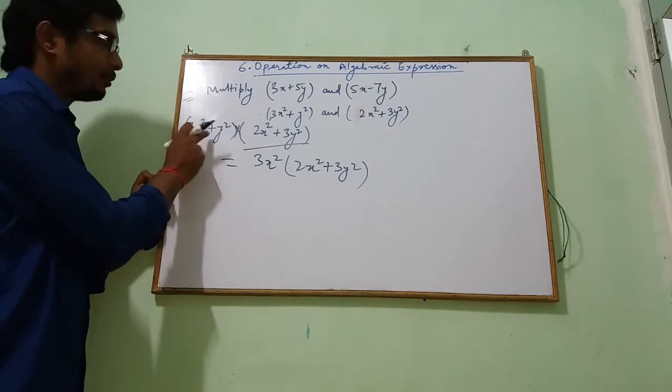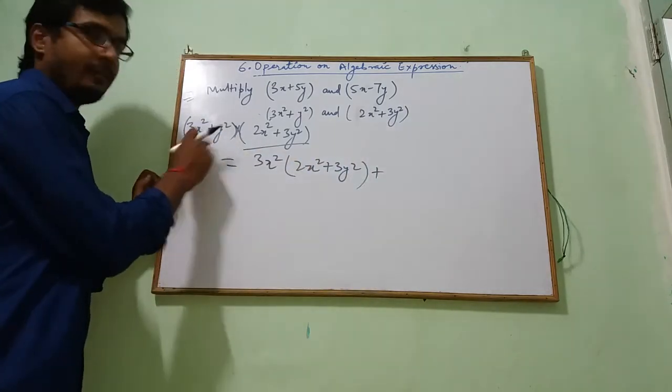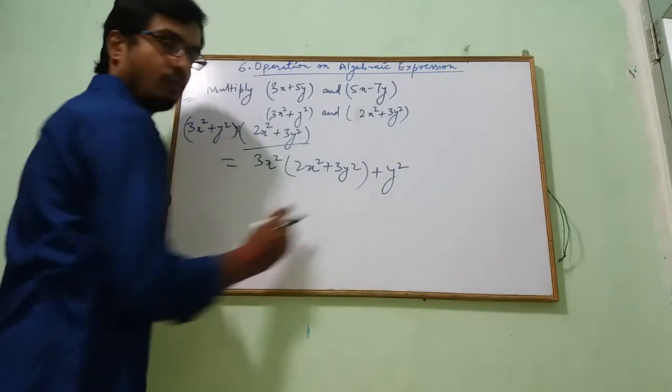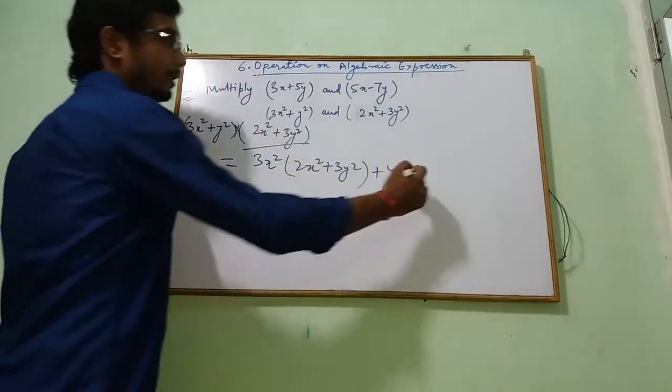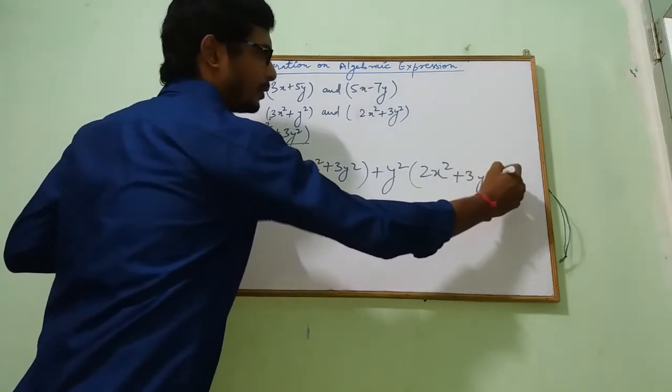Then after 3x square there is a plus sign, so I will put the plus sign here. And then there will be y square, so I will put y square here. And then I will write this second term once again. So 2x square plus 3y square.